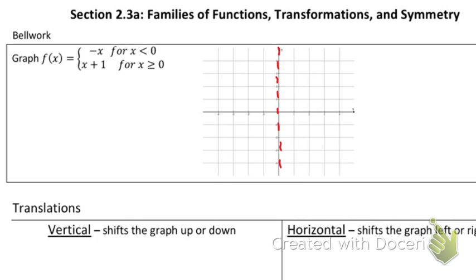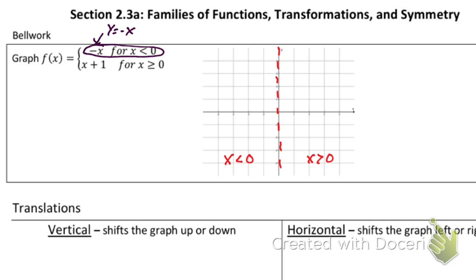Well, the left-hand side is where x is less than 0. The right-hand side would be where x is greater than 0. Well, let's start with the left-hand side. I want to know what happens when x is less than 0. Well, that's this top one right here. Remember, this is really just saying y equals negative x. I just need to graph y equals negative x whenever x is less than 0.